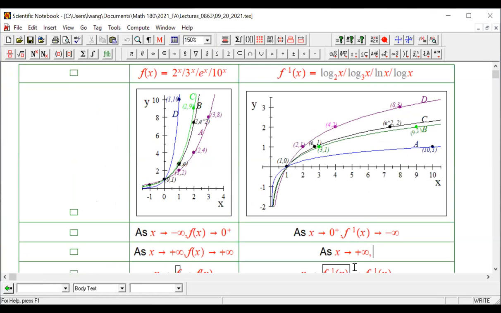I'm going to make this smaller. As x approaches positive infinity, what does it mean? Meaning the input is getting larger and larger. What happened to the output? The output is getting higher and higher. They're going higher for sure, even though seemingly slowly, but surely.